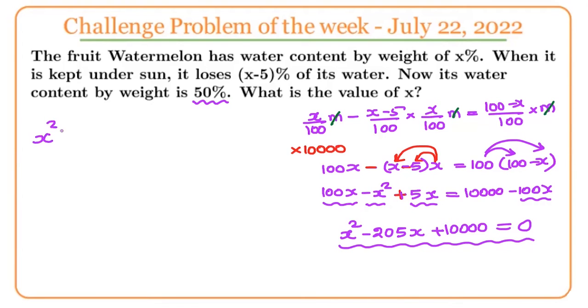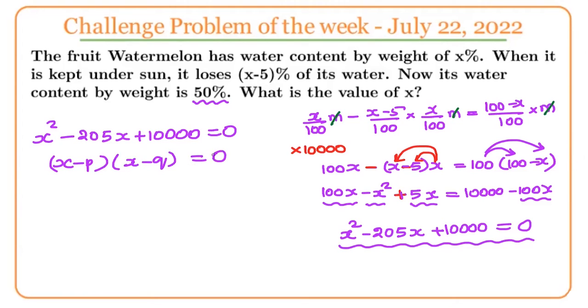x squared minus 205x plus 10,000 is equal to 0. There are a few ways to do it. We can do completing the square, or we can assume a factor form like this: (x minus p) times (x minus q) is equal to 0. And now we have to find the values for p and q.